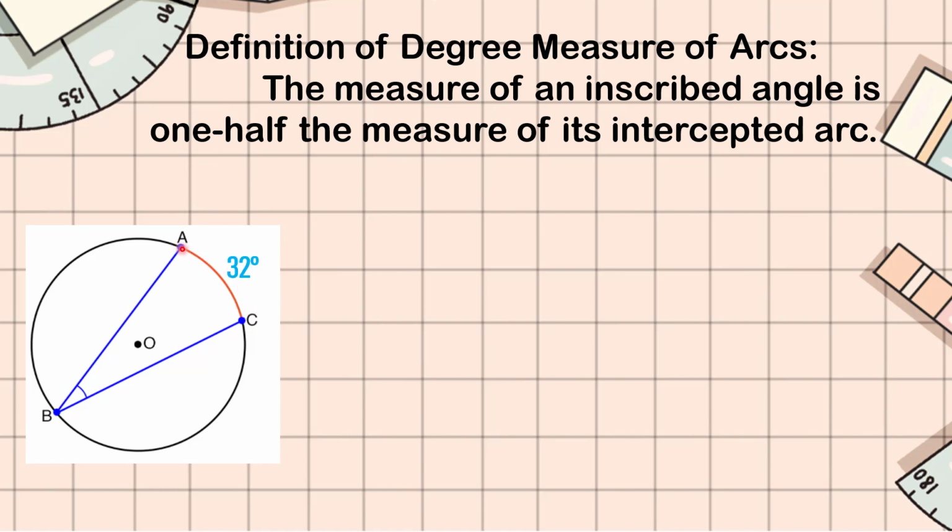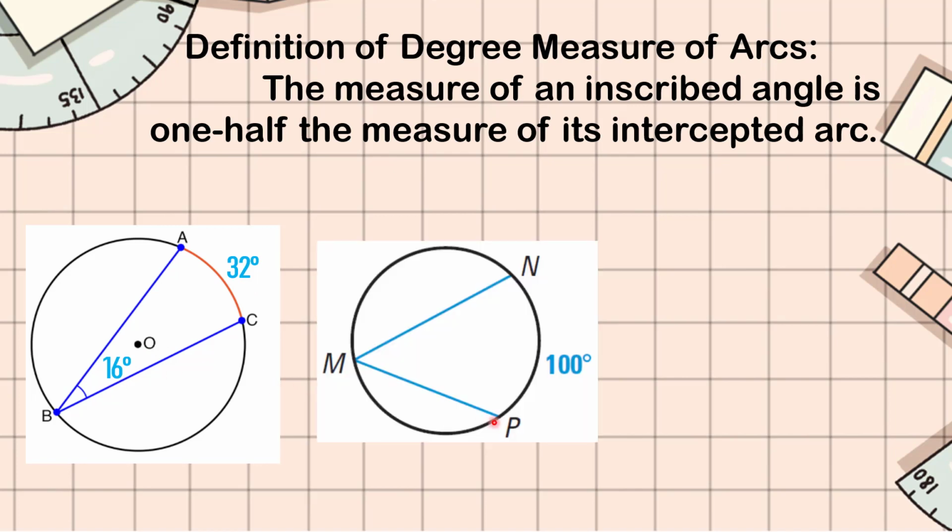So if arc AC measures 32 degrees, what is the measurement of this angle? The answer is 16 degrees. 32 divided by 2 is 16, or half of 32 is 16. Let's have another example.